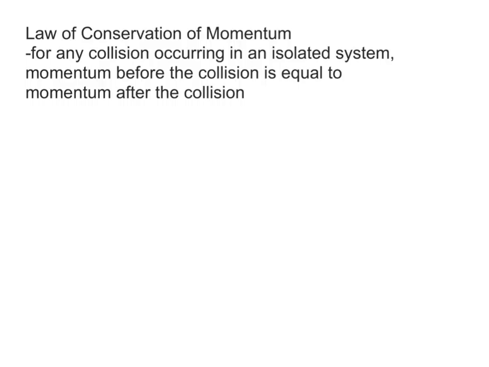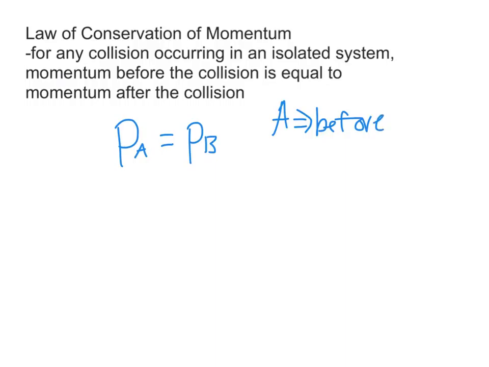The equation for conservation of momentum, and this is messy, let's start with the simple. Your momentum before the collision, I'm going to call that PA, is equal to your momentum after the collision, PB. So A, and I know this is confusing, refers to before collision, and B refers to after collision.